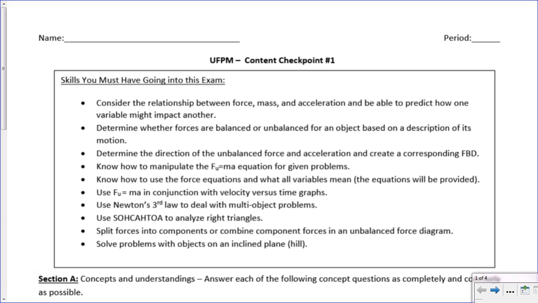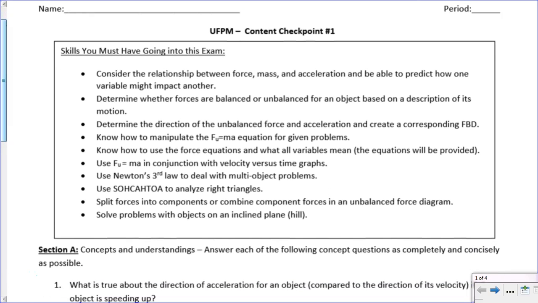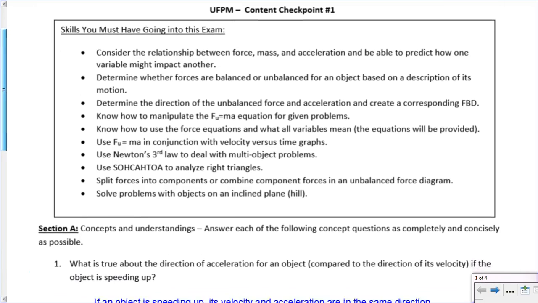Hello, this video is going to be covering concepts from the Unbalanced Force Particle Model unit. The first thing to notice here is I have a list of skills that you need to have going into this exam. Make sure you review that list of skills and that you're strong in all these areas and that you know what it all means. Because when I make the exam, these are the sorts of things that I'm looking at. I want to test these different skills.